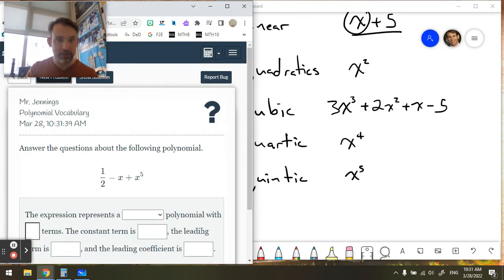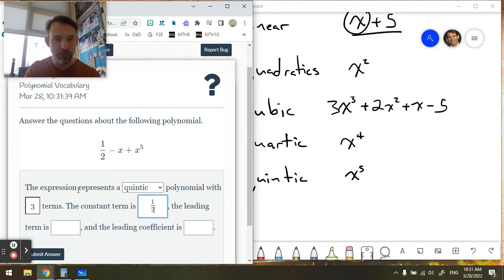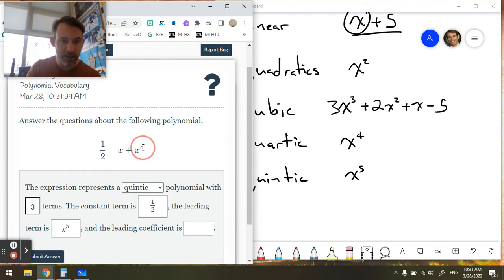Okay, let's look at this one. This one's good. This represents a quintic. It has an x to the 5. It is 3 terms. The constant term is 1 over 2, positive 1 over 2. The leading term is x to the 5. The leading term is the term that has the highest degree x variable. The leading coefficient is 1.